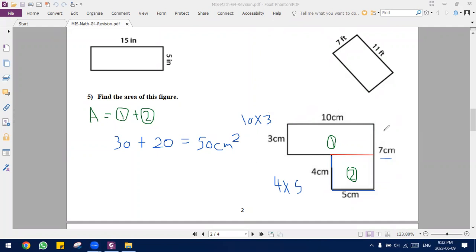So if we have such a shape, we can cut it into different rectangles, and then we can find their areas, and at the end we should add them, okay? We add the areas of the rectangles.